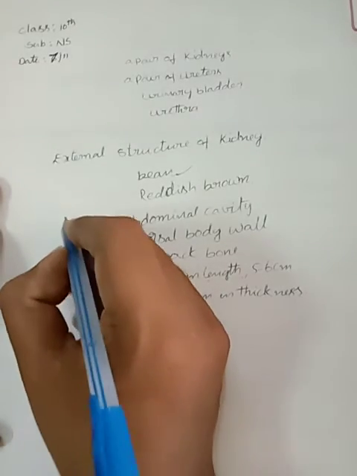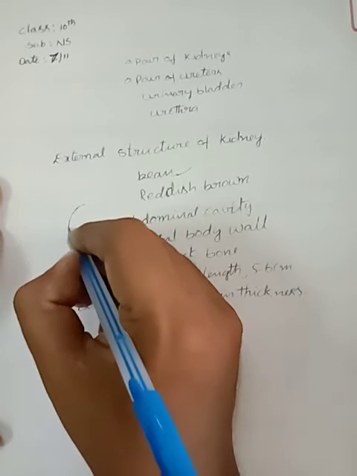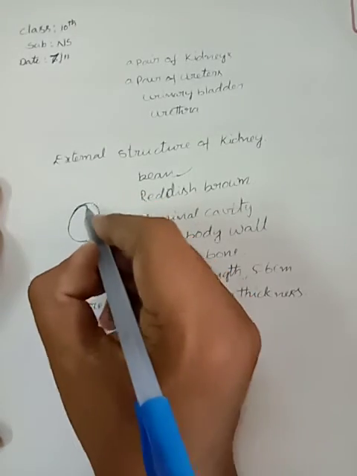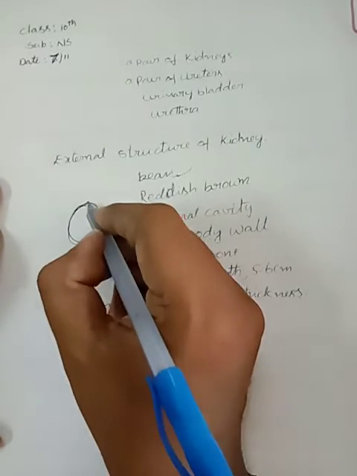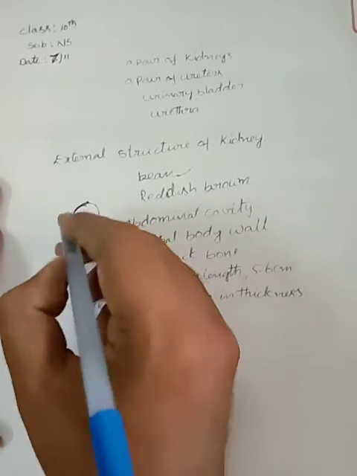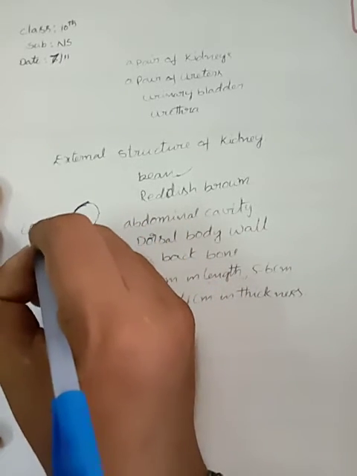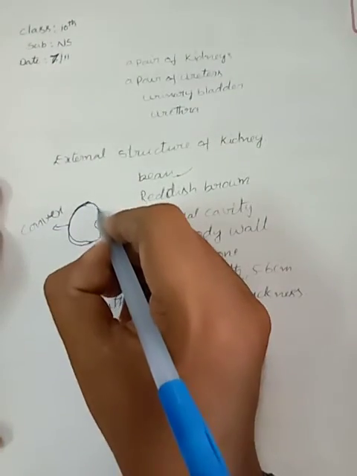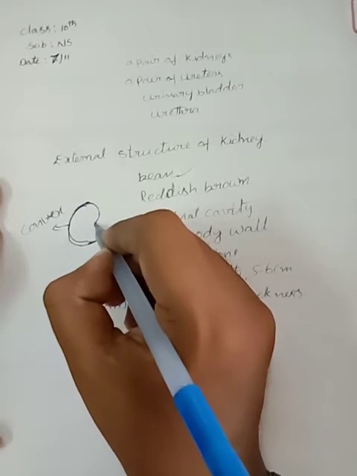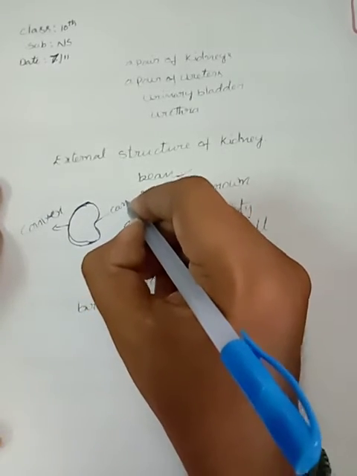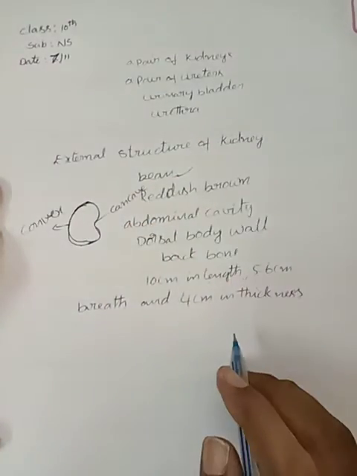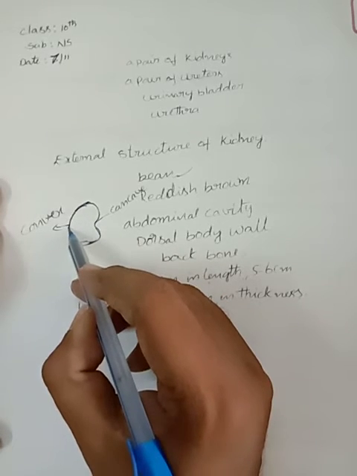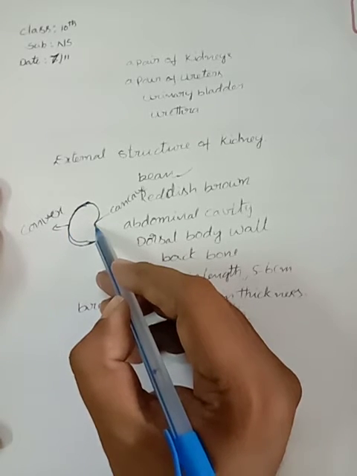See, children, this is the shape of the kidney. The shape of the kidney is bean shape. This is the outer side of the kidney. The outer side of the kidney is convex in shape. This is the inner side of the kidney. The inner side of the kidney is concave in shape. Each kidney is convex on the outer side and concave on the inner side.